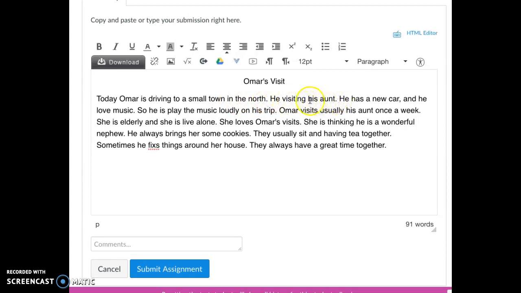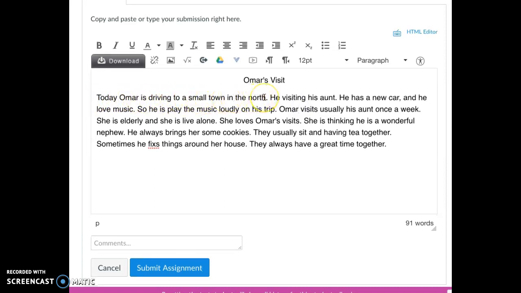He visiting his aunt. Well, I know this is a problem because there's no verb that looks like that. He visiting, right? So I have to choose: he visits or he is visiting. At the beginning it says today, and we start in present progressive. I have no reason to think there's a change here. It looks like we're continuing the same way, talking about right now. So I'm going to go with present progressive. He is visiting his aunt.